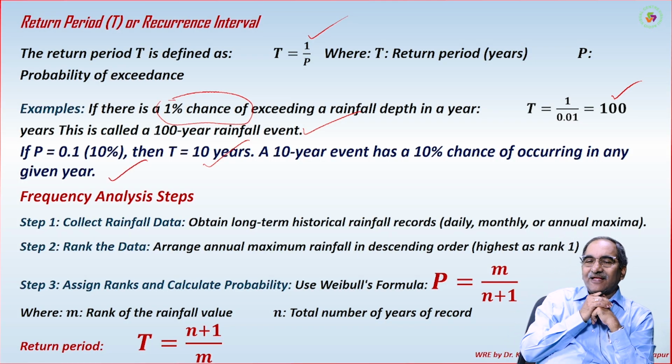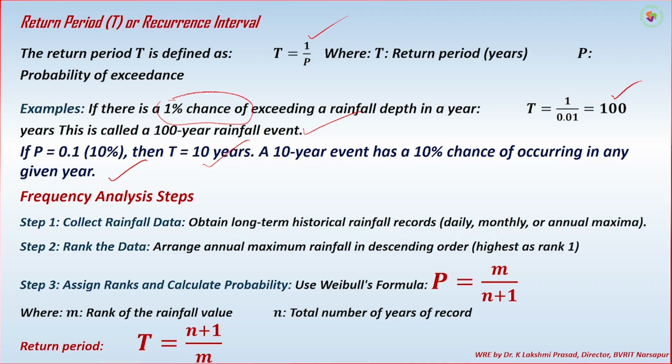And what are the various steps in the frequency analysis? The first job is to collect the rainfall data. So obtain the rainfall data from the rainfall records. Actually, we have already taken the rainfall record from the rain gauge stations. It may be daily, monthly, annual, we take it. Now whatever data is available to me, I adjust it such that the highest value is at the top, and I arrange in descending order.